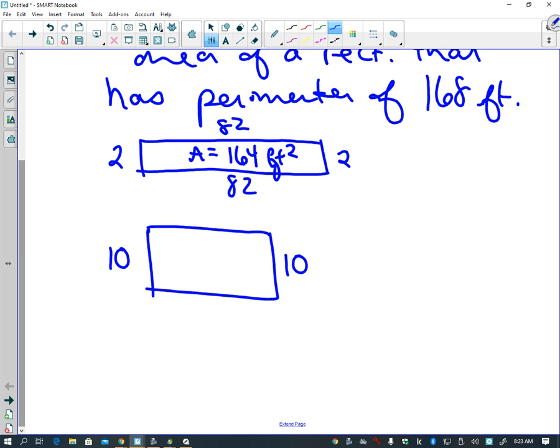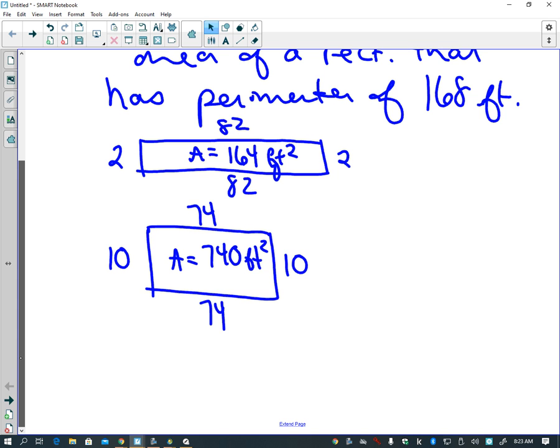Subtract 20 from 168. That gives you 148. What do I need to do with 148 to find the length? What's 148 divided by 2? 74. So 74 and 74. In order to find the area, I need to do 74 times 10, which is 740. Now, what did you notice happen to the area as I increased the width? As I increased the width and shortened the length, the area actually increased. Can we assume that would continue to happen?